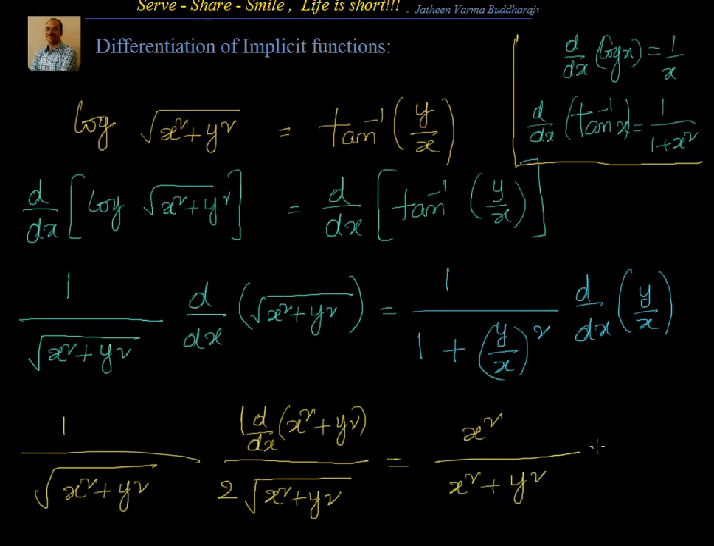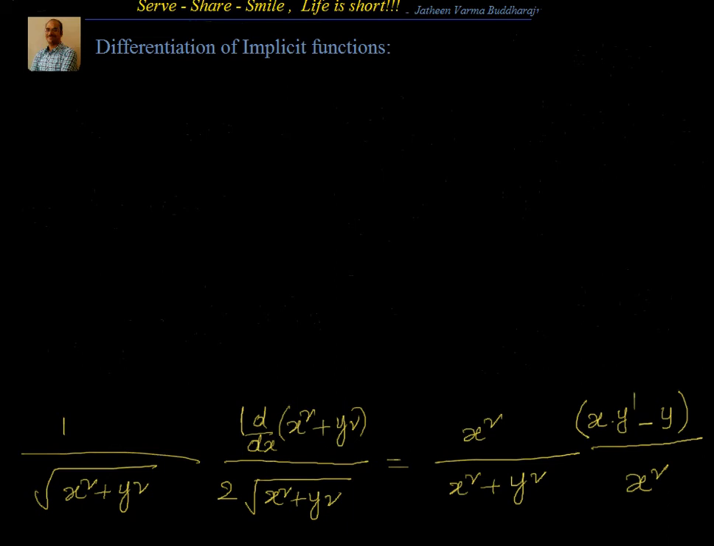And we have d by dx of y by x, which is nothing but equal to, again, the u by v formula, that is equal to v square, and I have v is x, and u dash is y dash, minus u, that is y, into v dash, that is equal to 1. So let's go to the next step.